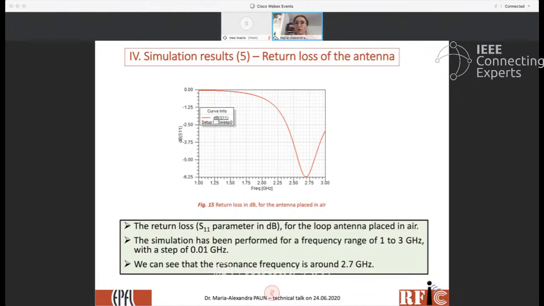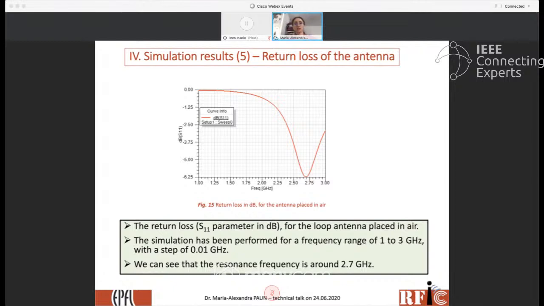Okay, so here, if you are interested, you can have a look at the loop antenna placed in air, and we have produced here the return loss. Because, of course, it wouldn't be a discussion on antennas if we didn't look into the return loss. While looking into this, we could see that the resonance frequency was around 2.7 gigahertz. One could now ask, why was it not resonating at 2.45 gigahertz?